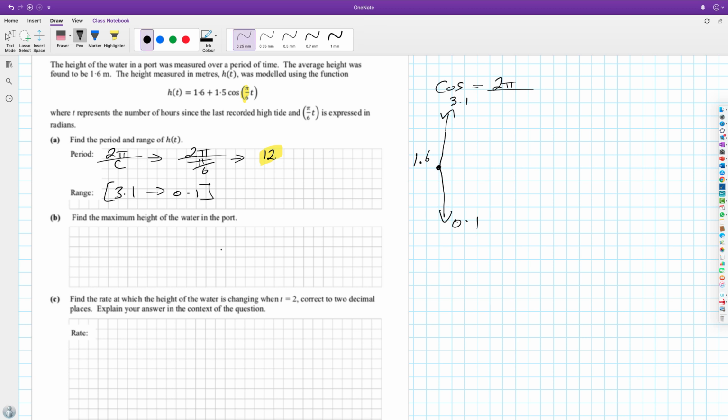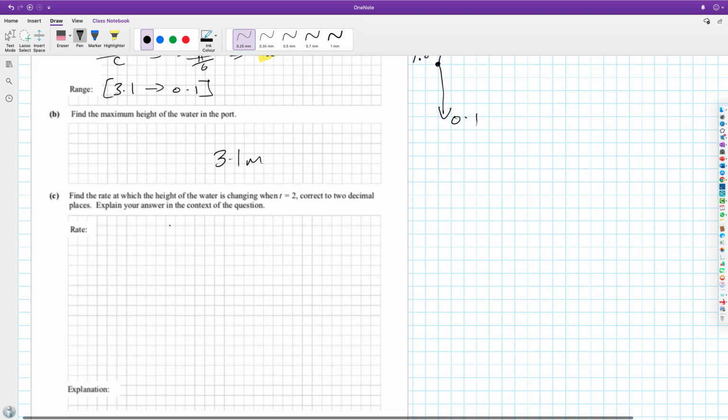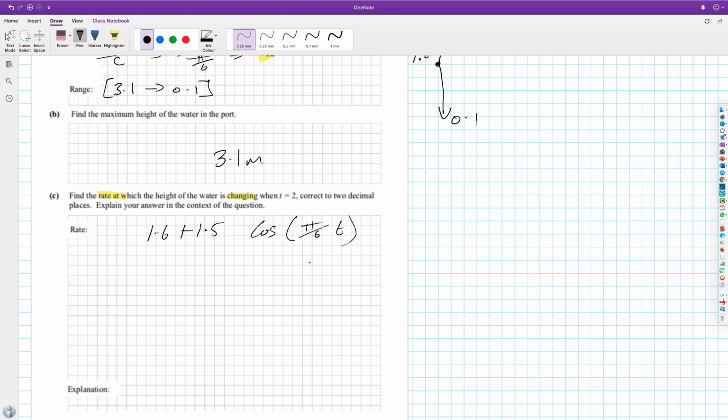Find the maximum height of water in the port. 3.1 meters. And the last little bit, find the rate at which the height of the water is changing when t is equal to 2, to 2 decimal places. What tells me this is differentiation? Rate of change. 1.6 plus 1.5 times the cos of pi over 6 times t.